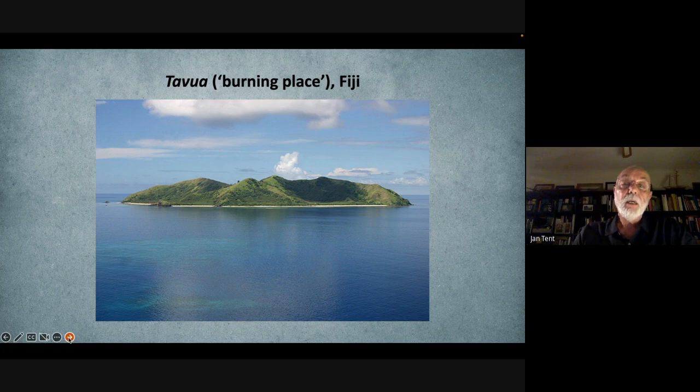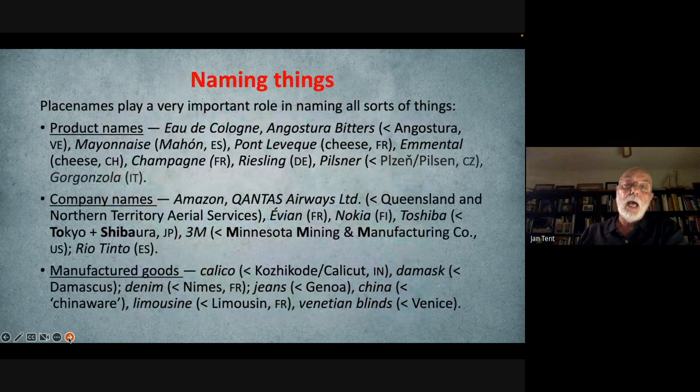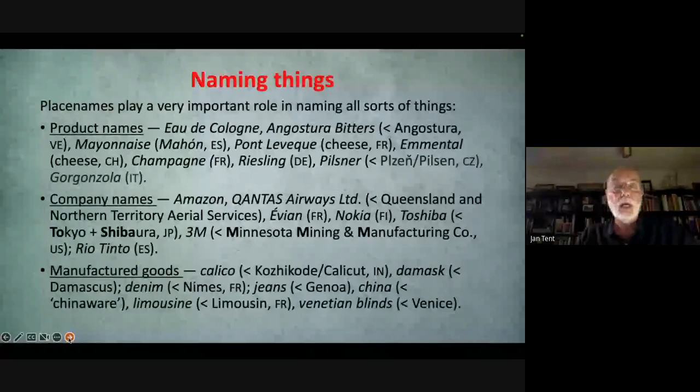So now naming things, I'll skip through this quite quickly. Of course, we're all aware that product names, eau de cologne, mayonnaise, Pont l'Evêque cheese, Emmental, Champagne, Riesling, Pilsner, Gorgonzola, all those names for products, cheeses and wines, all come from place names.